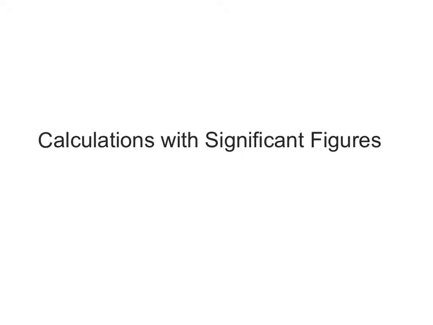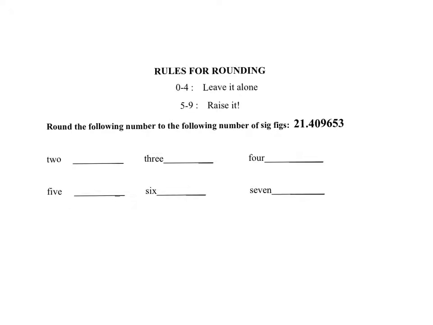This is the video for calculations using significant figures. Essentially, we're going to be taking the rules for significant figures that we talked about and actually doing some math with them. So before we can do any addition, subtraction, multiplication, division, anything like that, we can talk a little bit about rounding. The rules for rounding that we use in chemistry are the same as the rules of rounding that you've been using literally as long as you've been rounding.